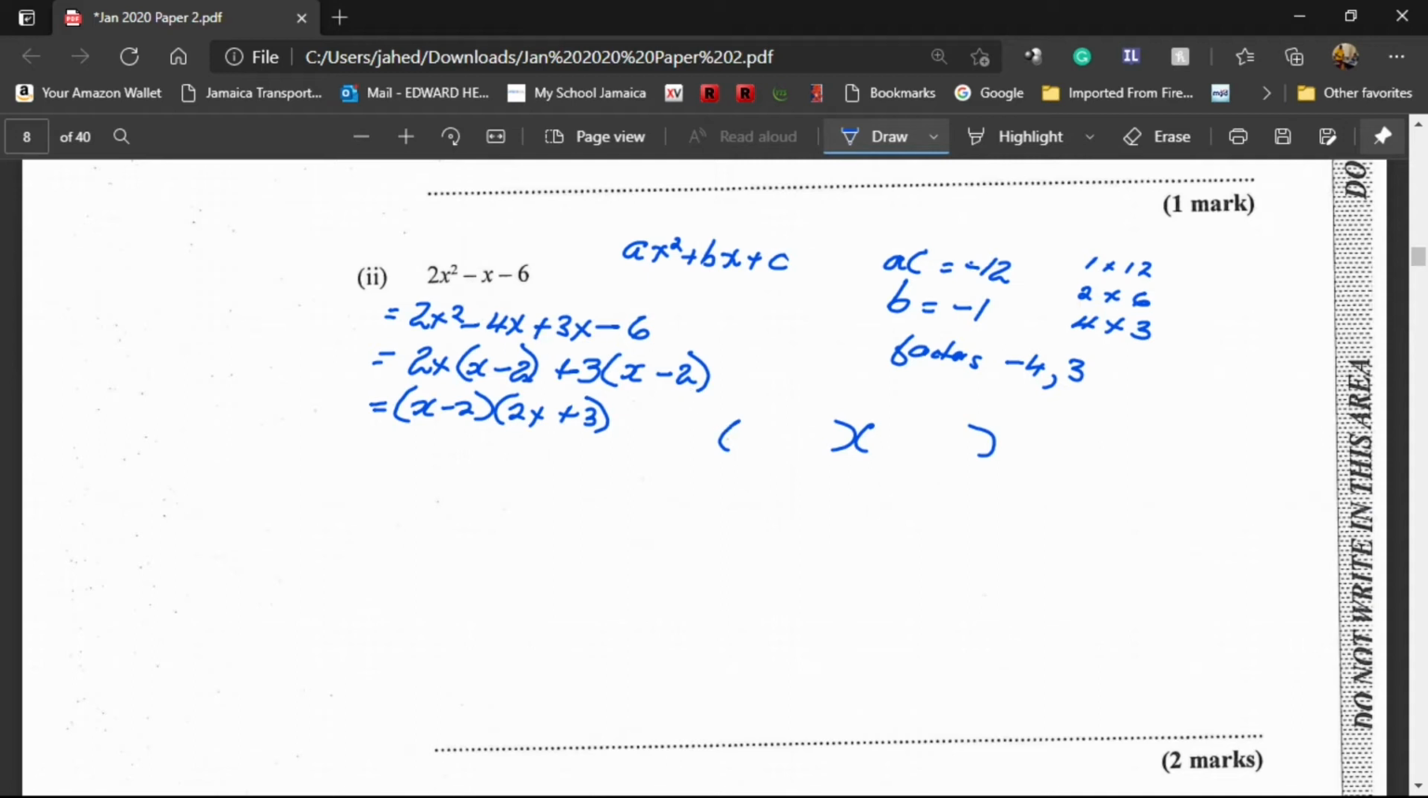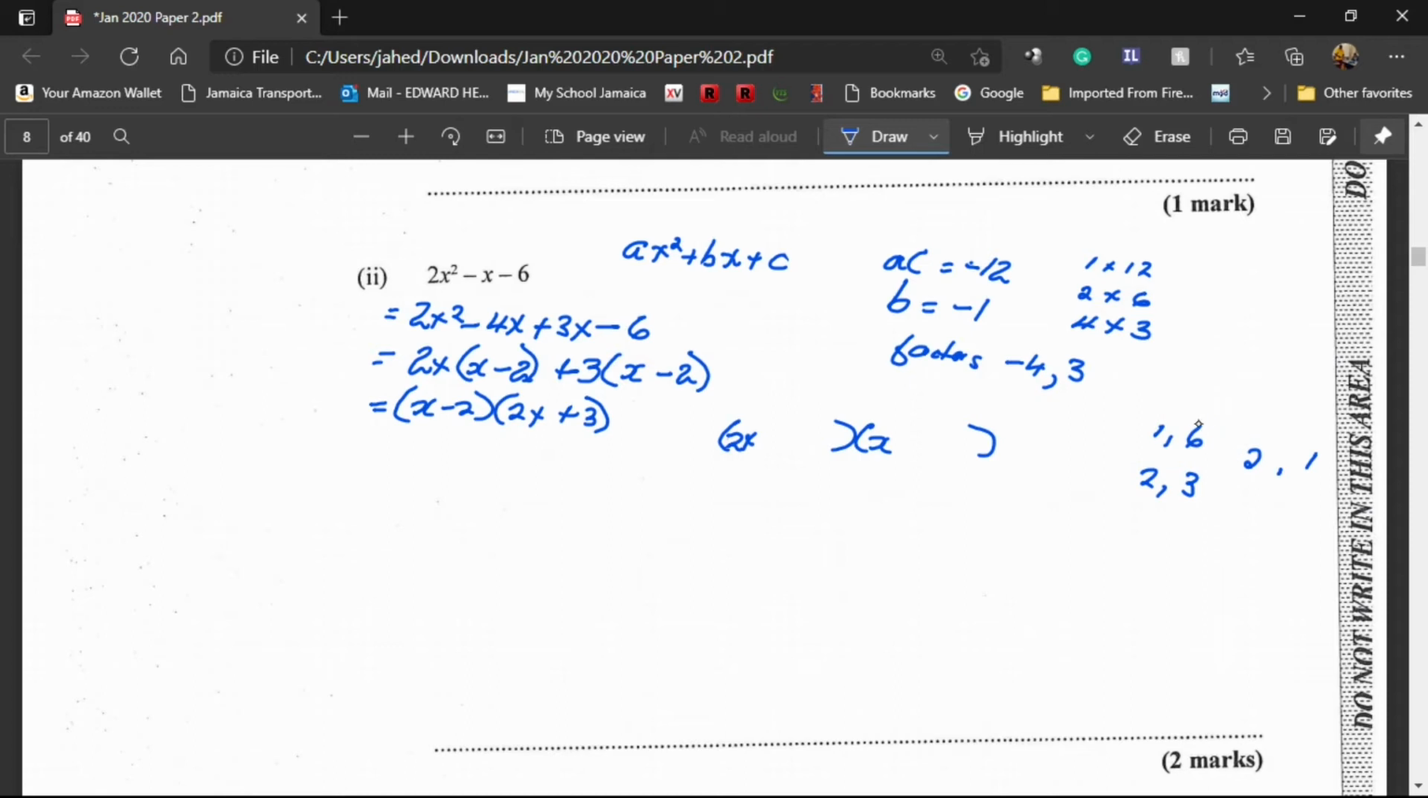Now, look at the first term, 2x squared. The only factors of 2 are 2 and 1. So one bracket must have a 2x and the other an x. Now to find out where the factors of 6 must go. Now, 6 is 1 and 6, and this is 2 and 3. And we have 2 and 1 here.